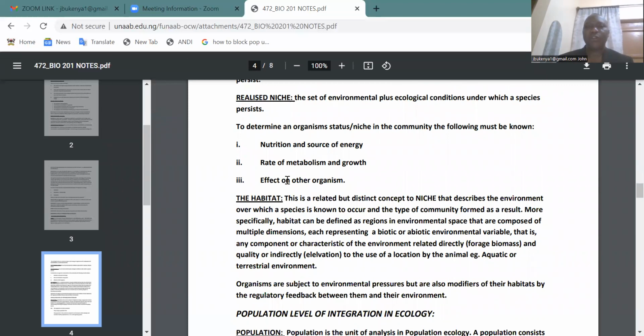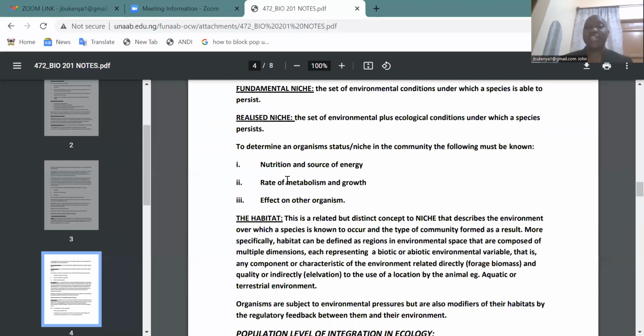So ecologists determine the nature of an organism by looking at what that organism feeds on and its sources of energy, but also the rate of metabolism and rate of growth of that organism, because higher plants and animals have a slow rate of growth compared to the lower ones. But also the effect on other organisms. Is it competing? Is it a decomposer? Is it a grazer? What is its role?